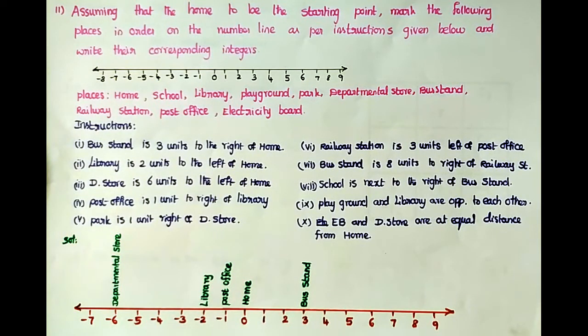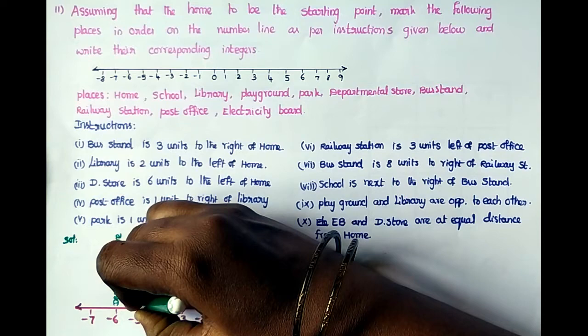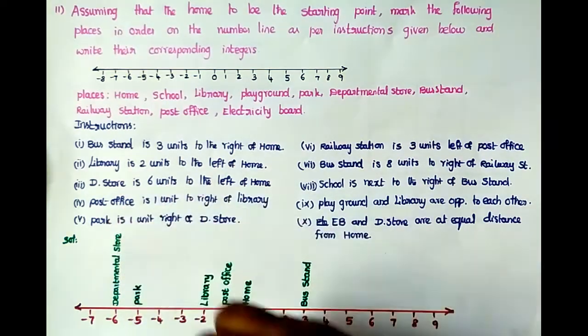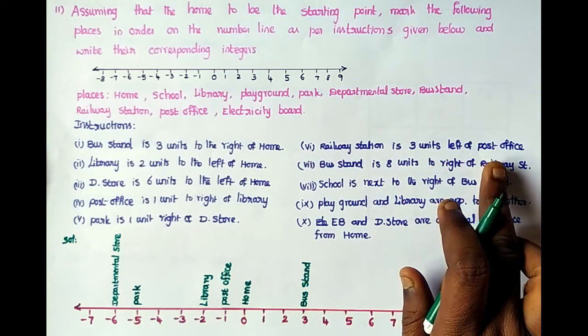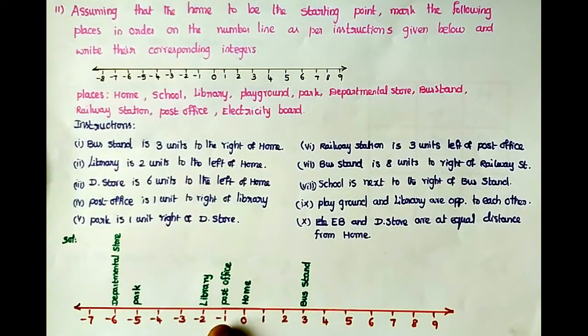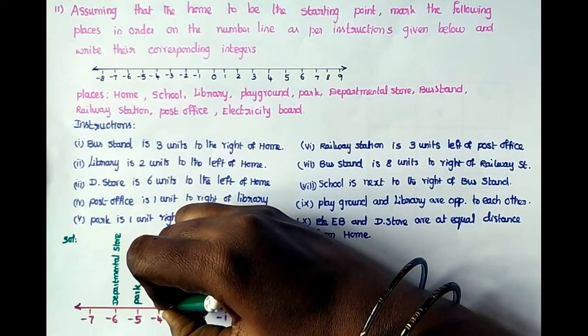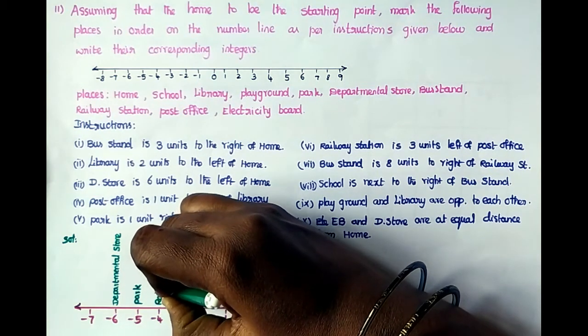Next one, the park is 1 unit right of the departmental store. From the departmental store, 1 unit move means that is the park. So here only park. Next, the railway station is 3 units left of the post office. From the post office, 3 units move left side means that is the railway station. 1, 2, 3. So here, railway station.